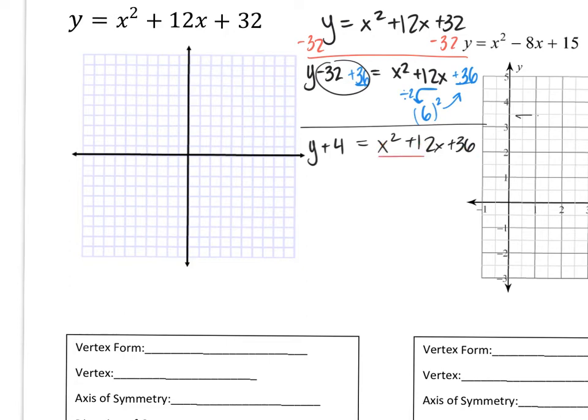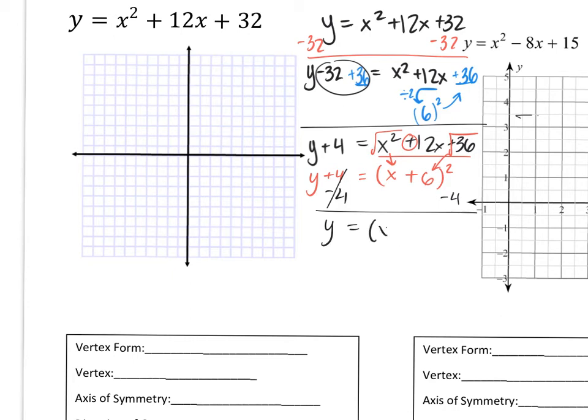So let's go ahead and turn this guy into a parenthesis, taking advantage of that shortcut. So the square root of the front goes in the front, so that's x. The square root of 36 goes in the back, so that's 6. The sign of the middle is positive, so there we are. Last but not least, let's move this 4 back to the back side of that parenthesis by subtracting it away, and I've got my y by itself equals (x plus 6) squared minus 4. There is your vertex form.